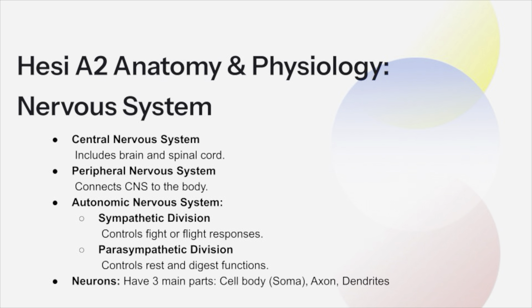The autonomic nervous system is also tested on the anatomy and physiology section. So the autonomic nervous system has the sympathetic system, which controls fight or flight, and the parasympathetic system, which controls rest and digest. Neurons have 3 main parts. Dendrites receive signals, and axons send signals.